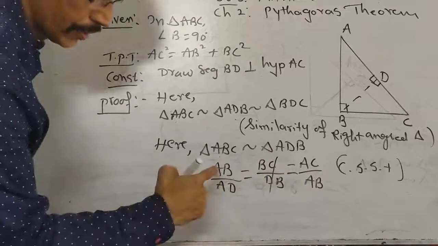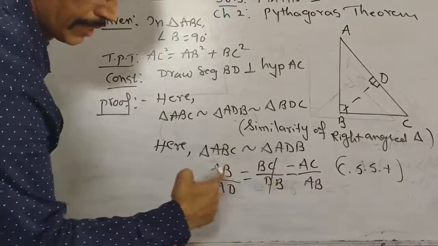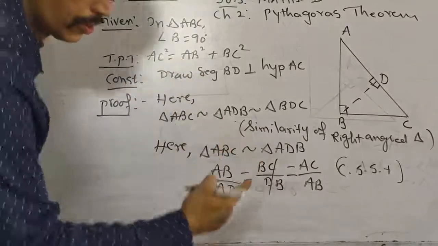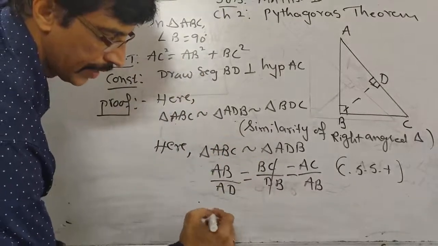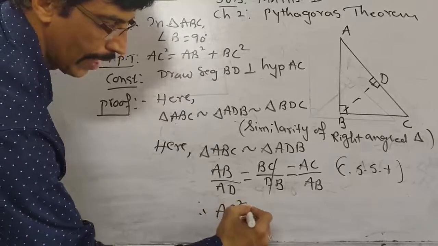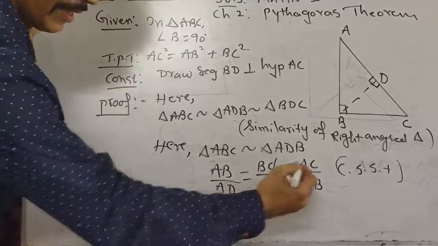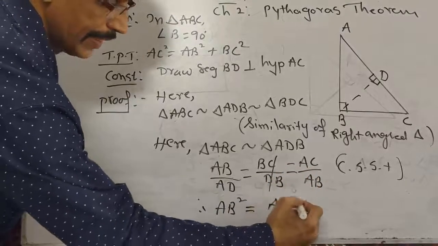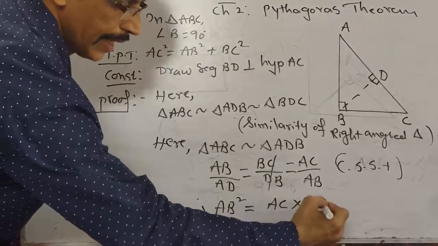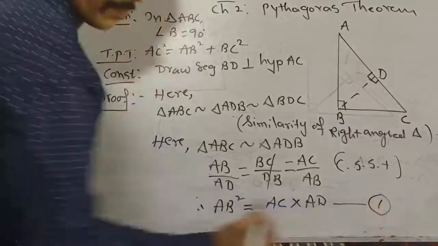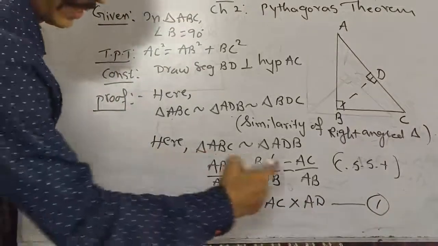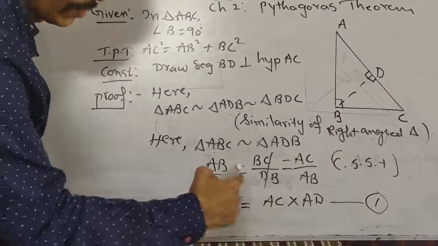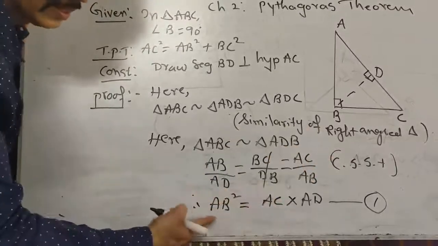Why will we take these two? Because you can see AB into AB will become AB square. So I am writing here AB square is equal to AC into AD. Or you can write it anyhow. This is the first one.